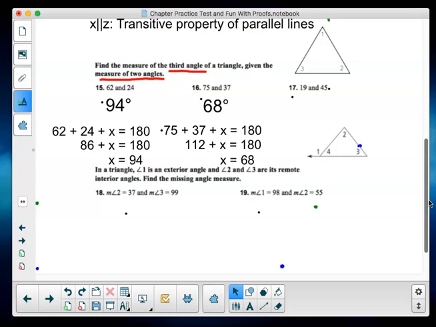And my last one here, I got 19 and 45. I'm going to do this the same way. 19 plus 45 plus x is equal to 180, because all three interior angles of a triangle add up to 180 degrees. Triangle angle sum theorem. Now I just add 19 and 45 becomes 64. Subtracting 64, I find it's 116. So I got 116 degrees for my third angle. So that's triangle angle sum theorem.